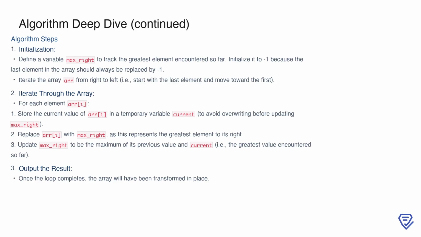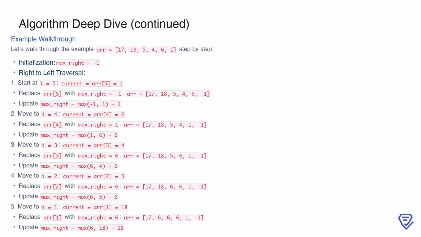Next, the element at the current index is replaced with the value of max_right, which represents the maximum value encountered to its right so far. Finally, we update max_right to be the maximum of its current value and the value stored in current. Once this loop completes, the array will have been transformed in place, with each element replaced by the greatest value to its right. Let's walk through the example array 17, 18, 5, 4, 6, 1 step by step.